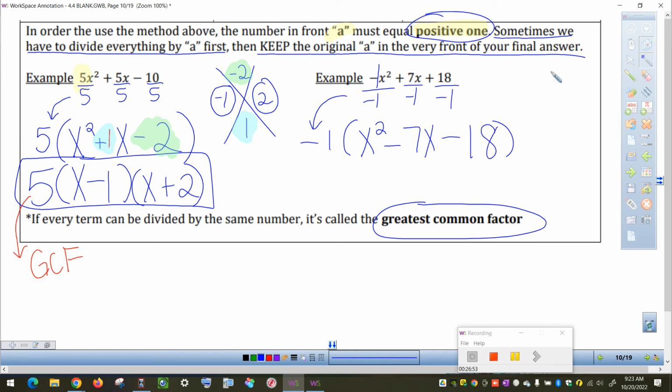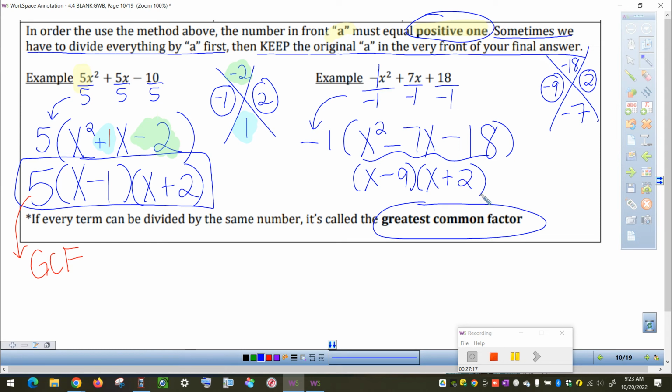Awesome. All right. Now we want two numbers that multiply to -18 and add to -7. So that could work here if we do -9 and +2. So that's just going to be this part. So first parenthesis, x minus 9, second parenthesis, x plus 2. Notice how we are going to keep the greatest common factor of -1, keep that out in the very front of our answer.